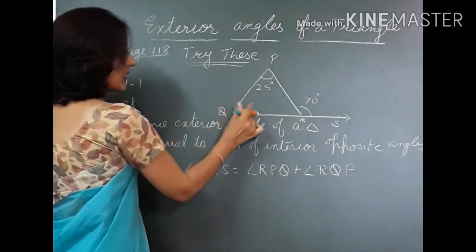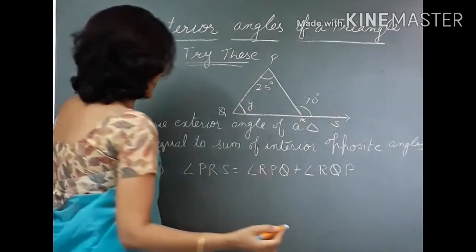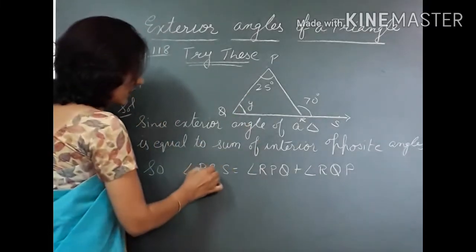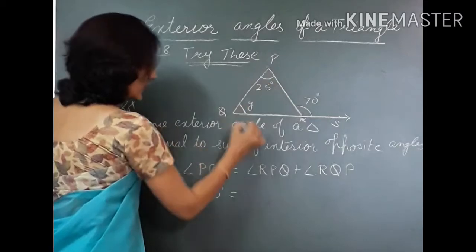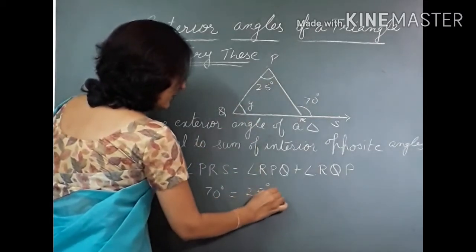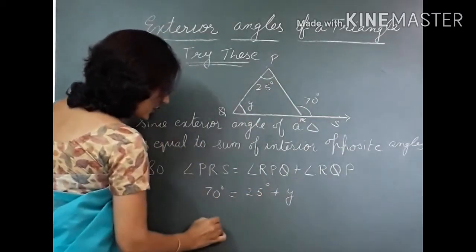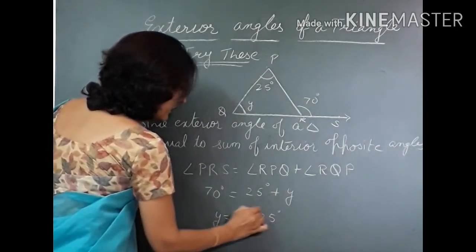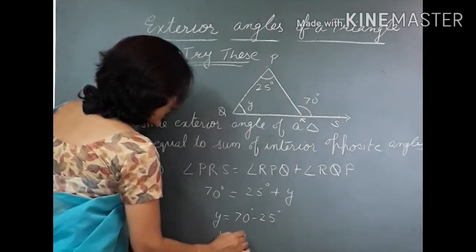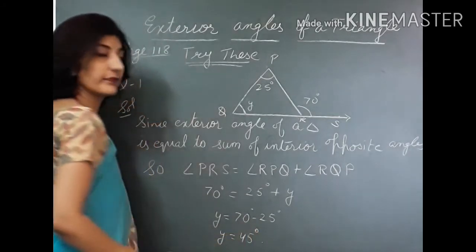You can name it as X, you can name it as Y, that is your choice, or you can leave it like this also. So PRS is 70 degrees, RPQ is 25 degrees plus Y. So to find the value of Y, what will you do? 70 minus 25. So Y equals 45 degrees.